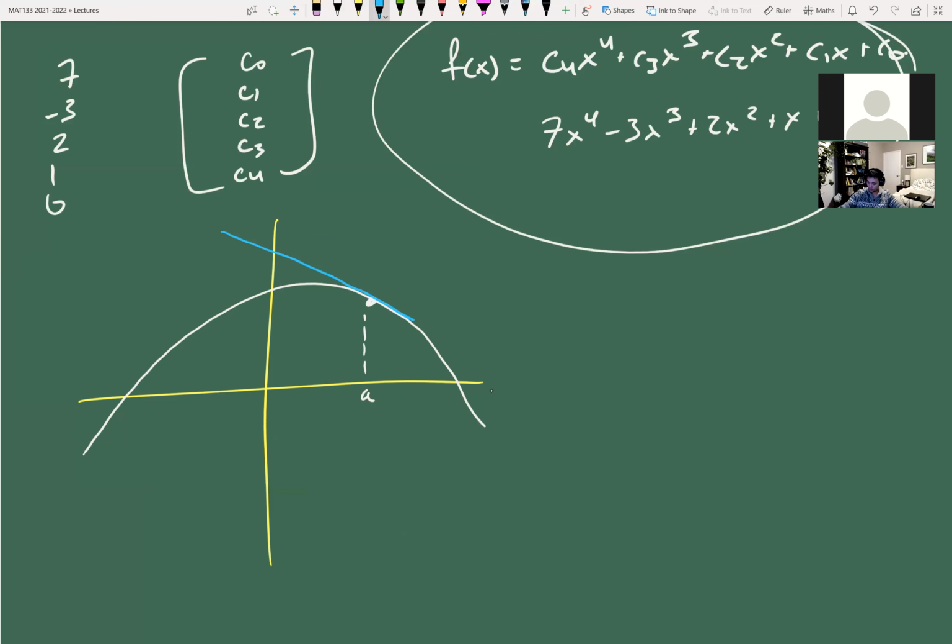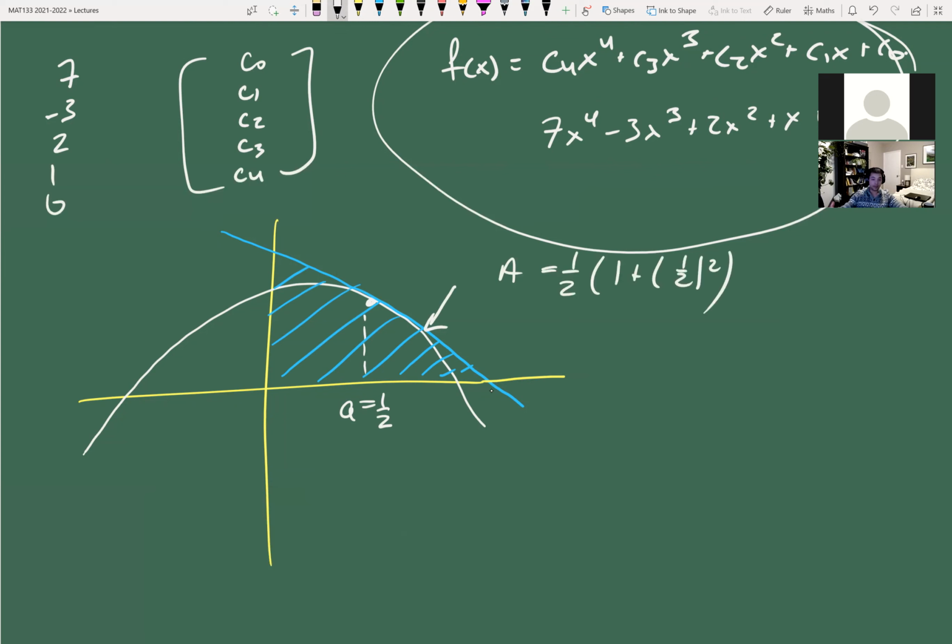I guess see if I can draw that. It looks something like this. And then I shade in this area here. And let's say this A was equal to 1/2 or something, right? Then when I compute this area, the area should be equal to 1/2 (1 plus 1/2 squared). And it doesn't, because this isn't the correct answer. But that's what should happen when you do this.